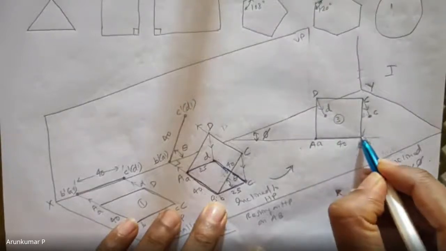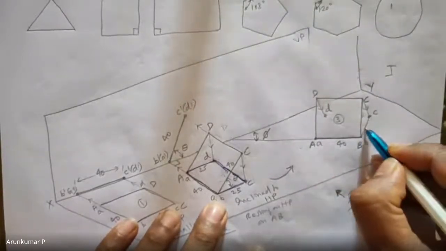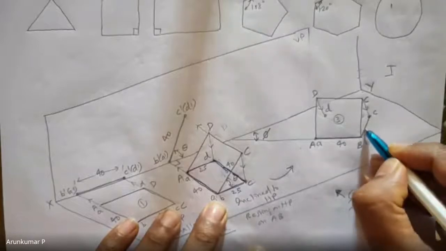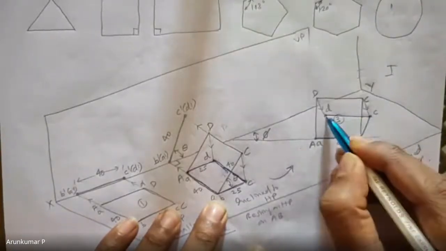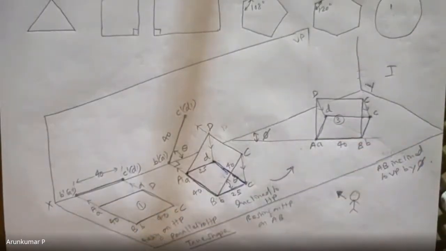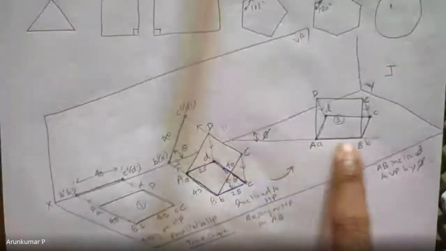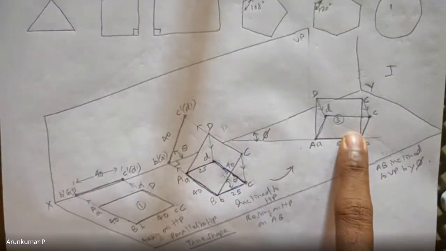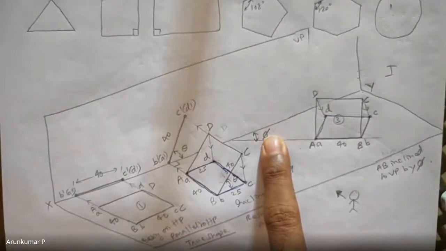Please observe. I'll join A and B. I'll join B and C. I'll join C and D. I'll join D and A. So what am I getting here? The same rectangle that I got in the second step. I am getting the same rectangle here. But only thing is, now this rectangle is inclined by an angle phi.